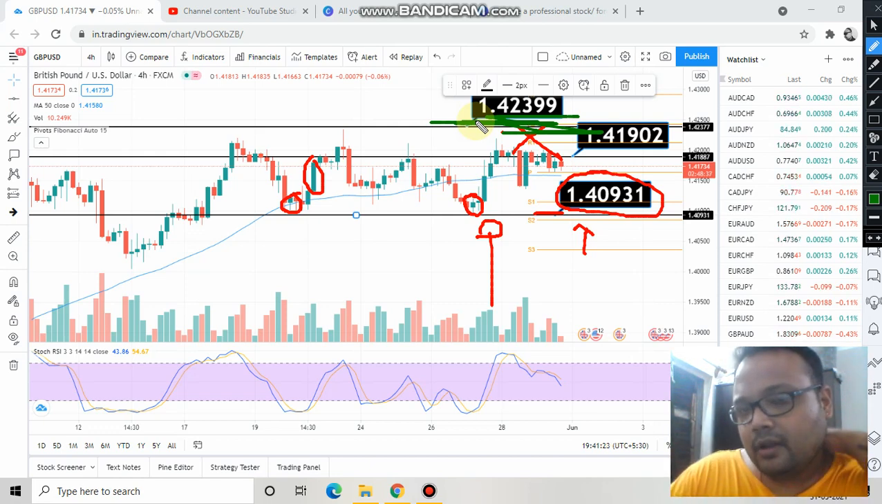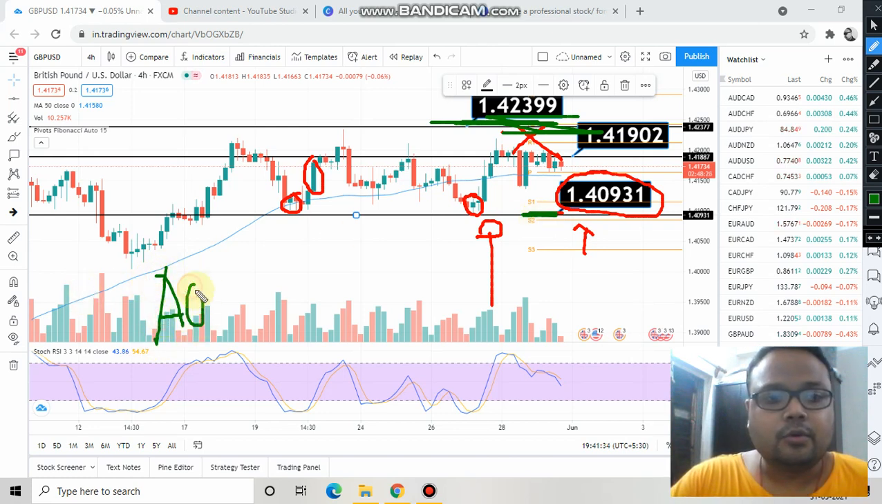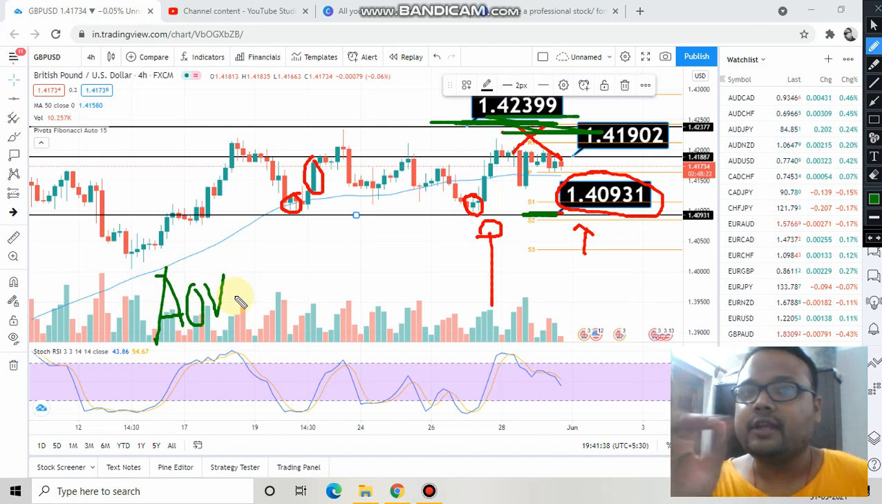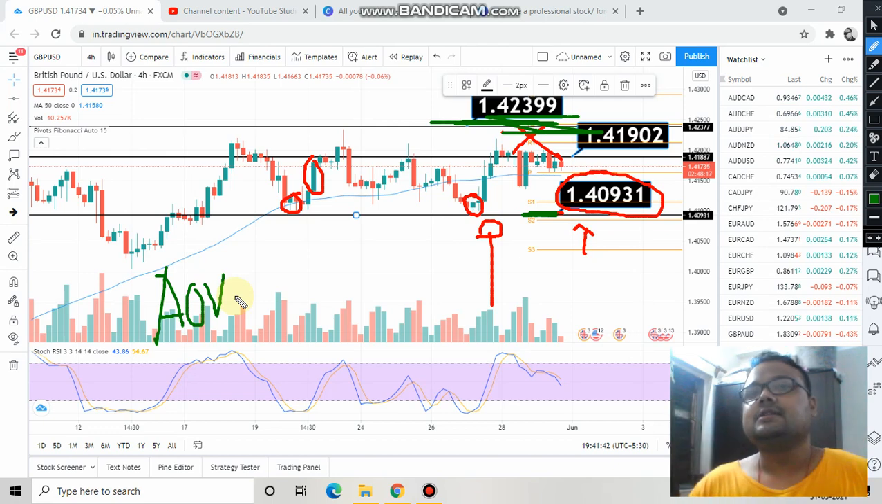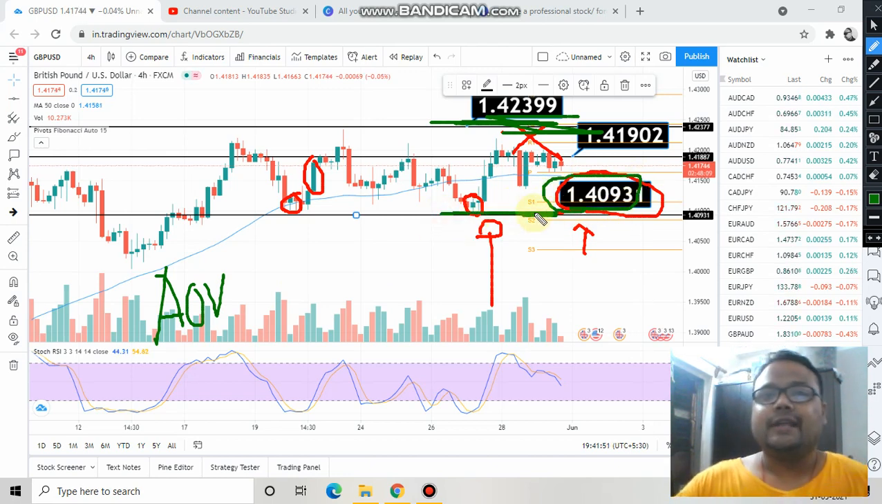So we will only wait for the market to come down to this particular level right now. And as I always say, we should always look for the area of value. The area of value is nothing but the best trading opportunity or the best trading spot. And in this chart right now, looking at all the factors, the only safe trading opportunity is this level, 1.4093 level.